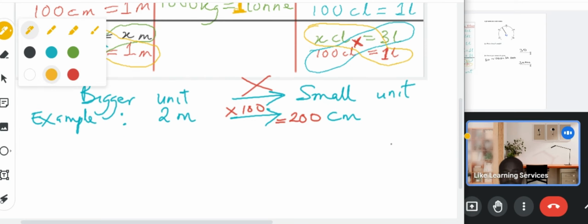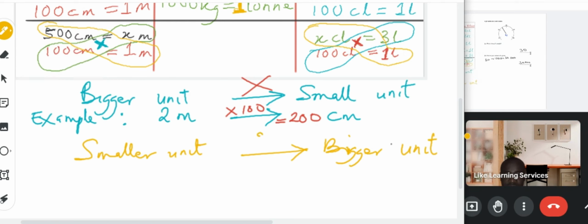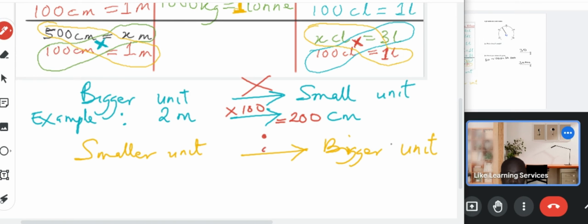Let me write the other one in yellow. Now smaller unit to bigger unit. From smaller unit to bigger unit, you have to divide. This one you do division. You know that already. You've applied them already. From smaller unit to bigger unit, you have to do division.